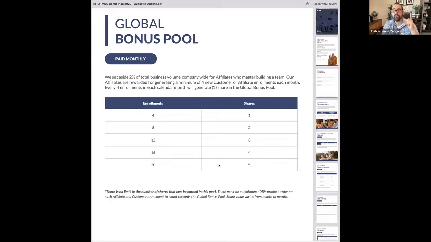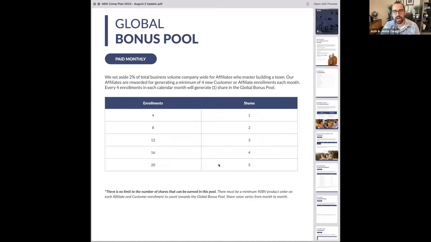This is a pool for everyone. This is a pool, whether you're brand new, you've been in the business for a while, everybody can participate in this bonus pool every month. And this is creating a lot of traction in the field and a lot of momentum in certain groups that are taking advantage of this payout.